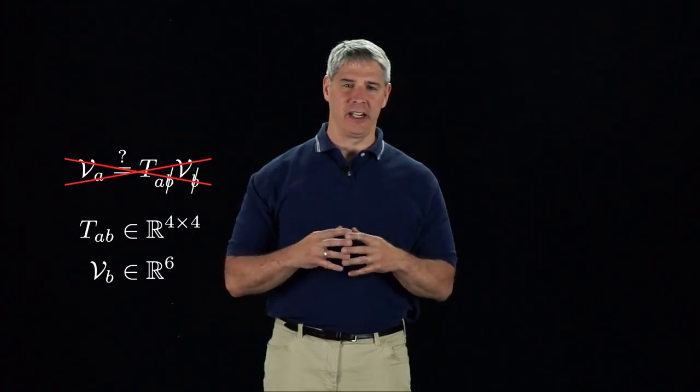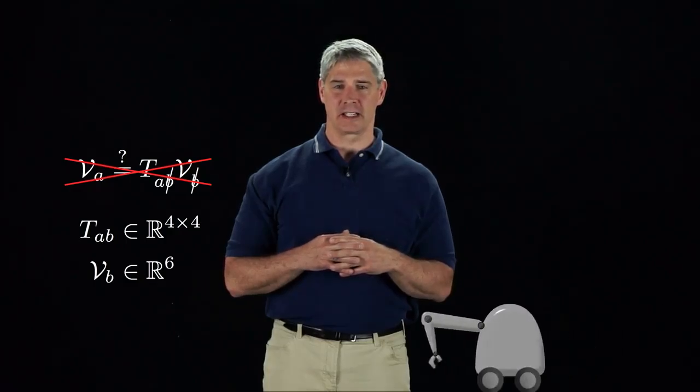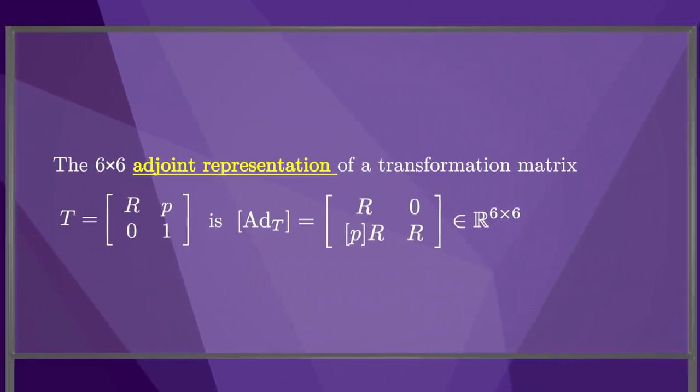It is apparent that we need to pre-multiply VB by a 6 by 6 matrix. The 6 by 6 matrix we need is called the adjoint representation of a transformation matrix, and it is defined as you see here. Now we can apply a modified version of our subscript cancellation rule to change the frame of representation of a twist.